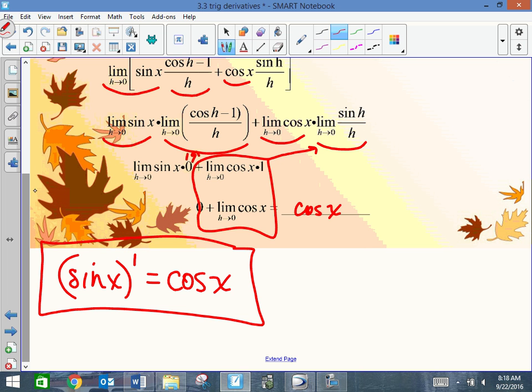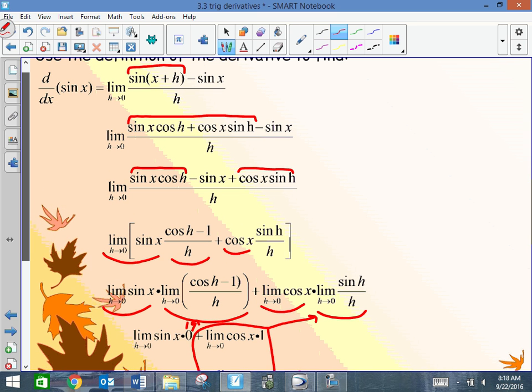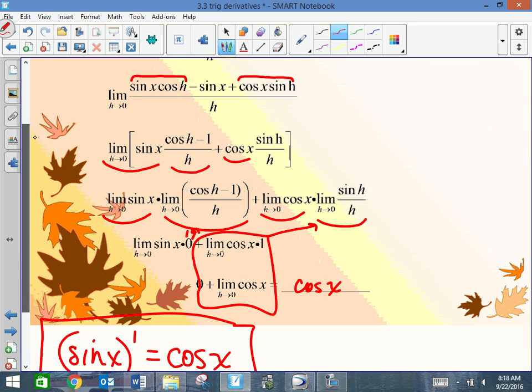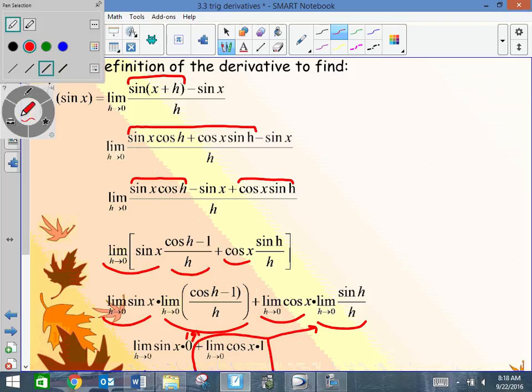Now, like I said, unless you forget what the derivative of sine is, you never have to do that again. But honestly, at this level, I think it's important for you to know where things come from, not just from the air. Now, we're just going to do the other ones from the air.